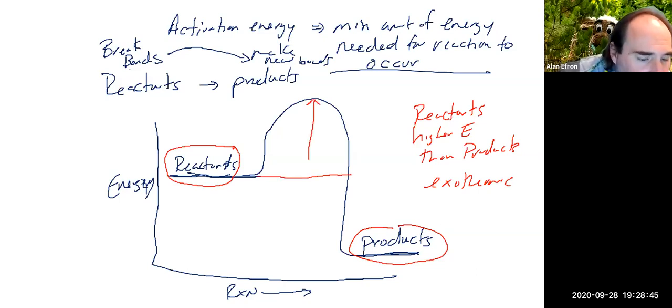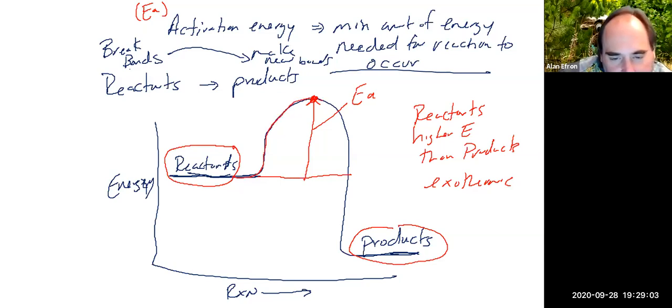This hill, from where the reactants are to the peak of the hill there, is what is known as the activation energy. It's sometimes abbreviated E of A, which is activation energy. And it's basically the hill that the reactants have to climb to get to the other side to form products.